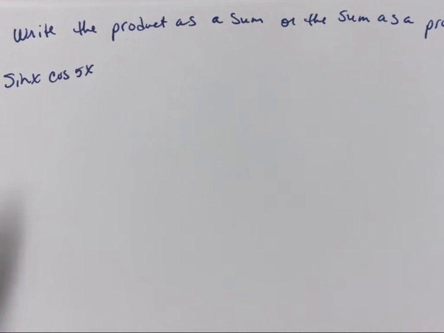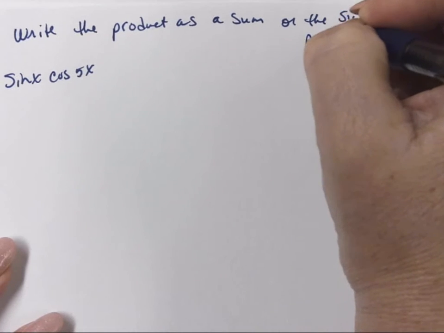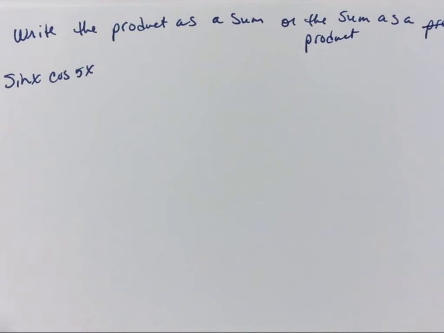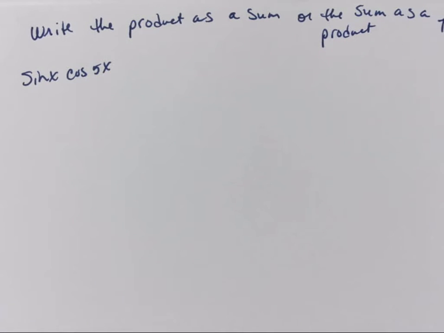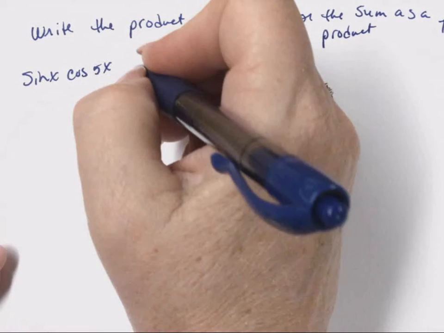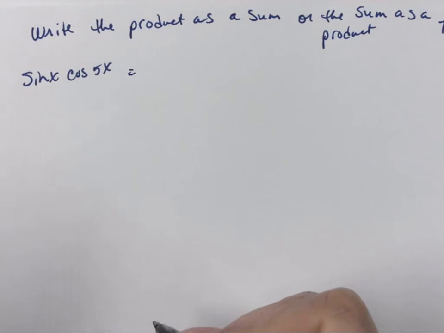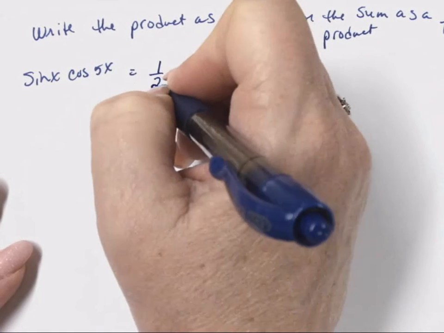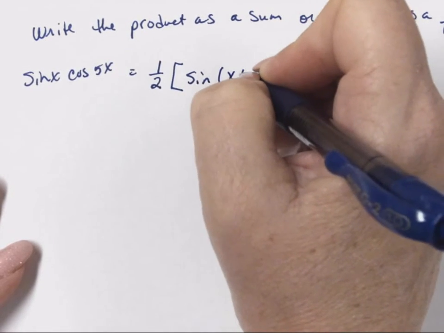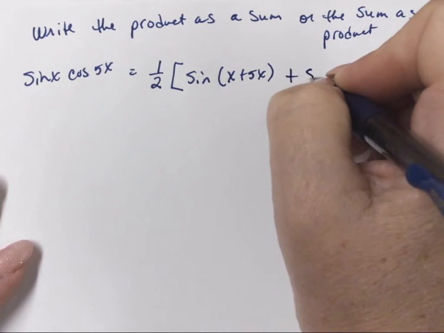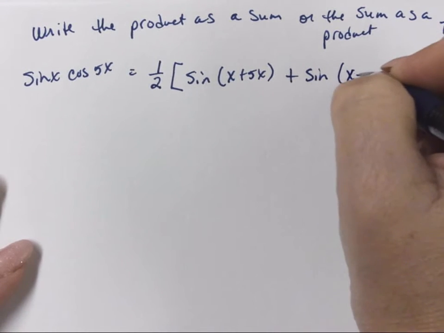All right, so we are writing the product as a sum, or the sum as a product. So the first one we are looking at is the sine of x times the cosine of 5x. And we just need to pick the right formula because we have sine times cosine, so we need to look at what we need to do. And using the formula, we're going to find that we have 1/2 times the sine of x plus 5x plus the sine of x minus 5x.